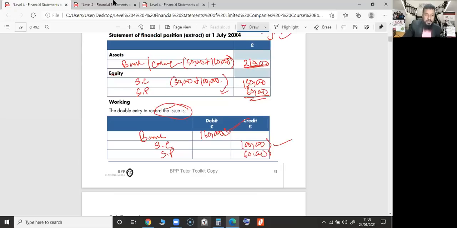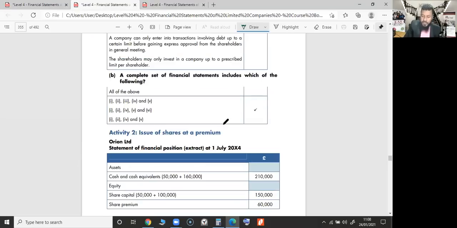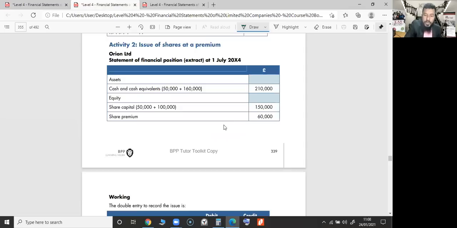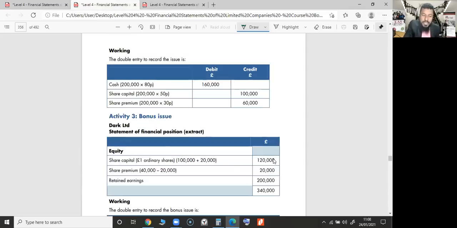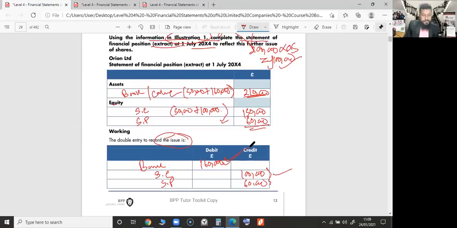Let's check the answer. I have opened the answer for you people. I didn't check the first two. Yeah, that's how you do it. We had already 50 plus 160, 210, like this. And how do you do the double entry? Cash debit. They said cash. You can say it bank, that's absolutely fine. And share capital and premium credit. Cash or bank is the same thing. They'll give you the option. If the bank option is given, choose bank.